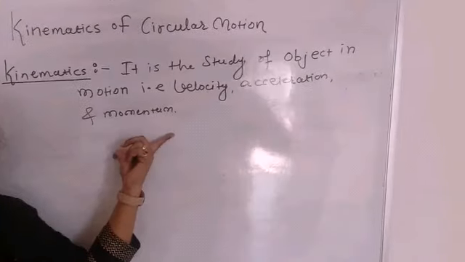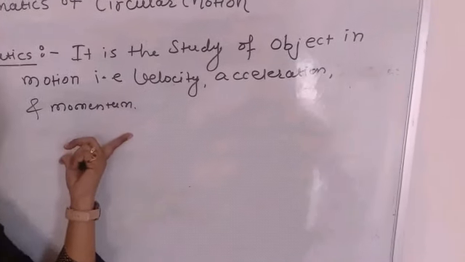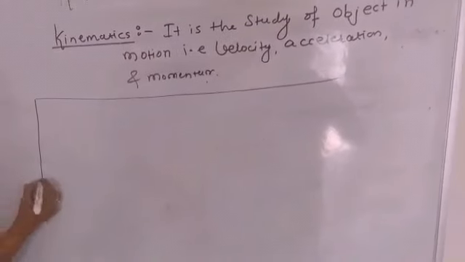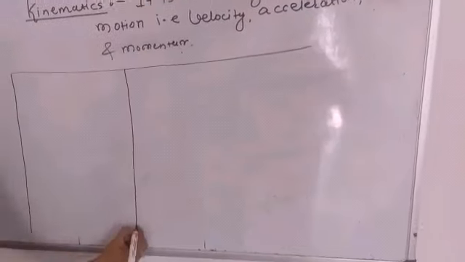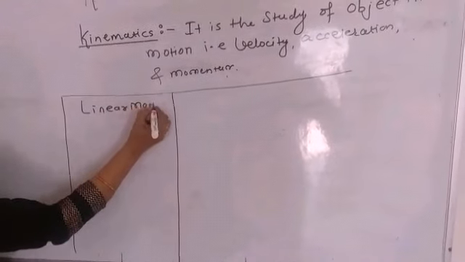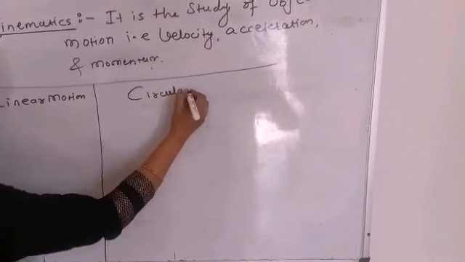Now, as seen in the 11th standard, in order to describe a circular motion, there are some quantities in linear motion and in circular motion.